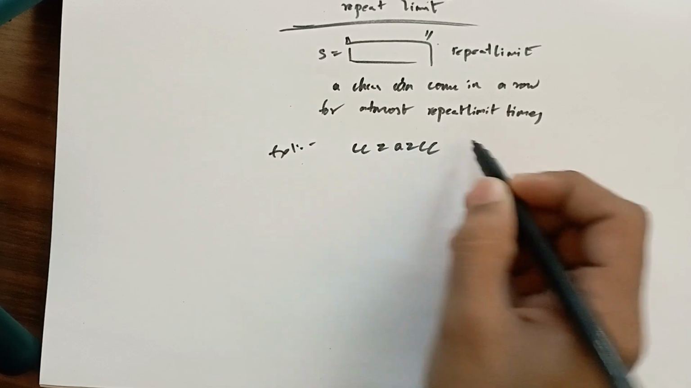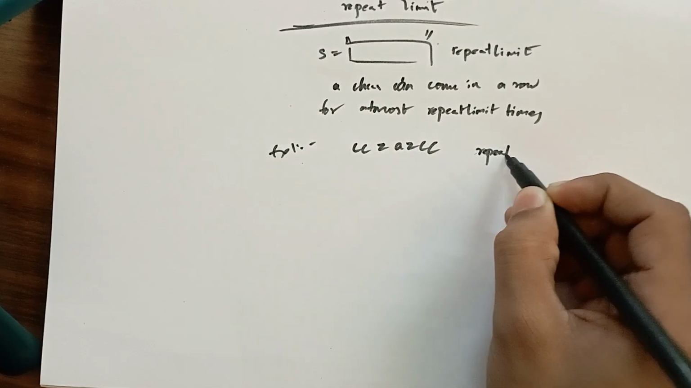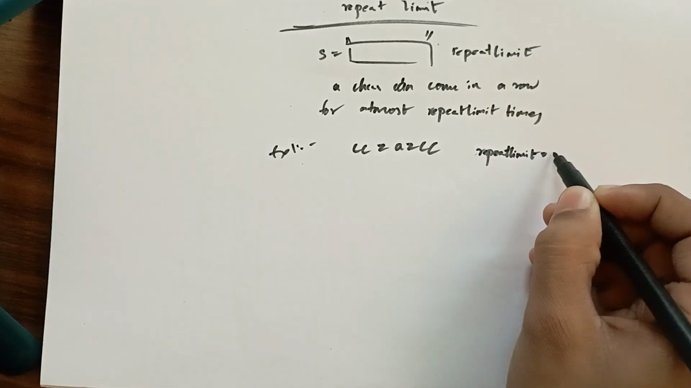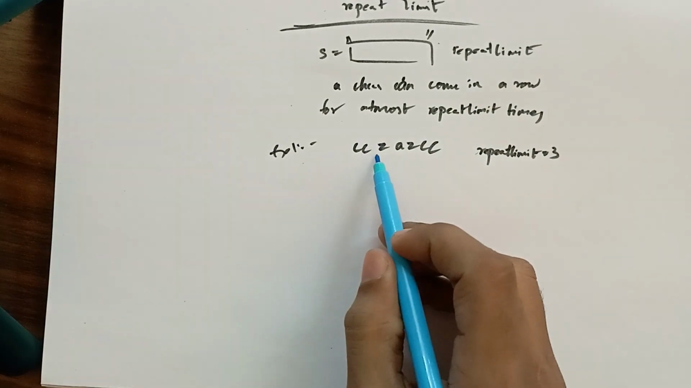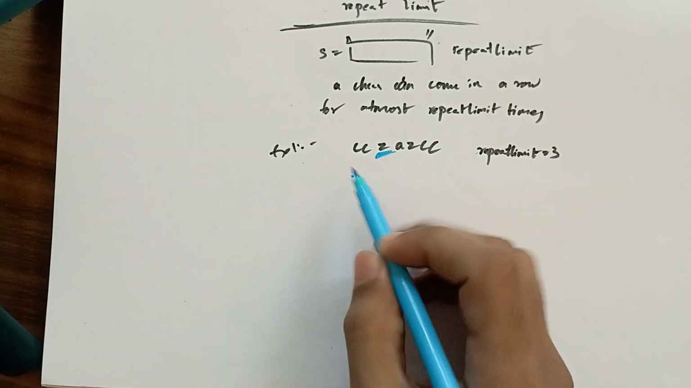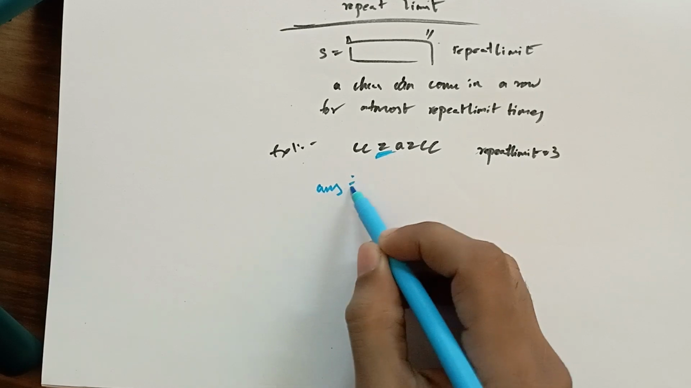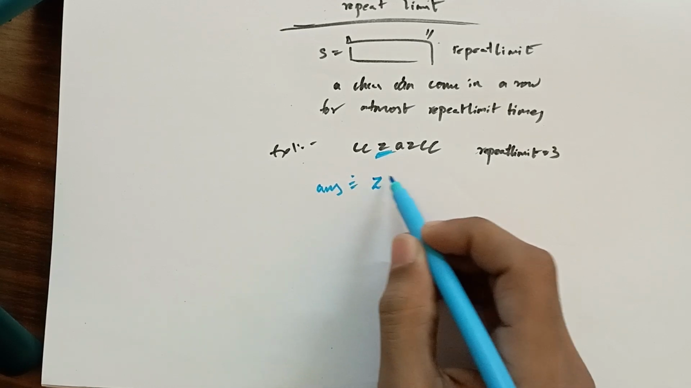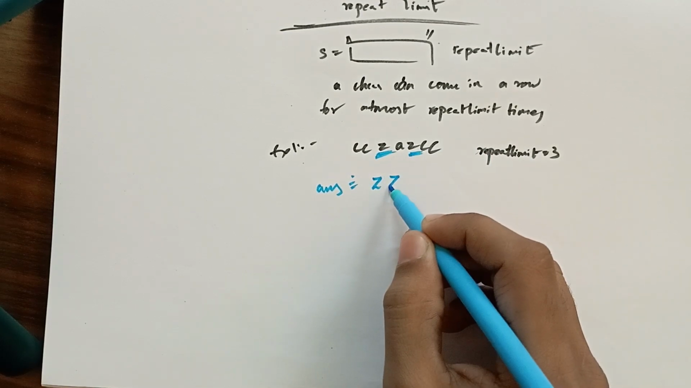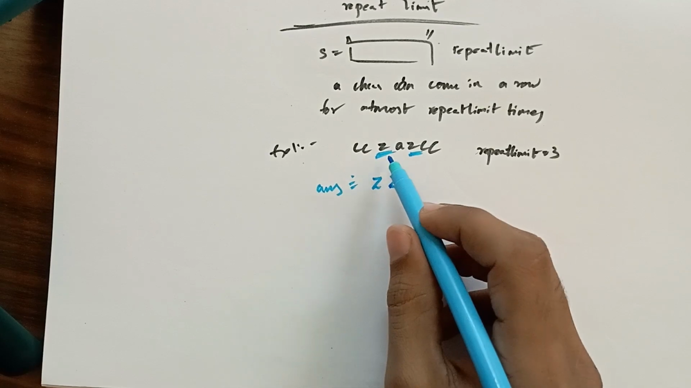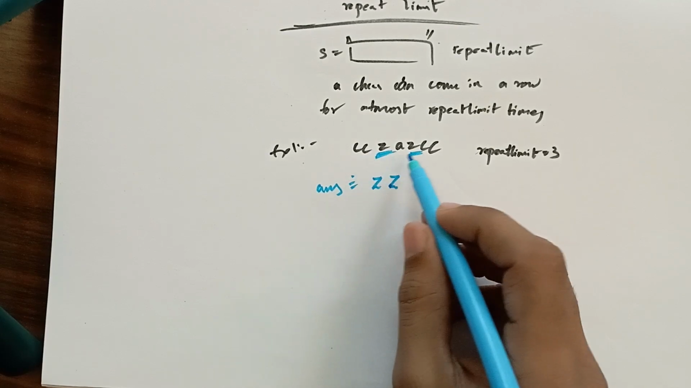CCZAZCC and repeat limit is 3. So here lexicographically, the order will be from last to the first one. So here we are having z. Let us initialize our string answer as empty, and first let us push back z and we have another z. So the limit is 3 and now we are having 2. So let us see whether we are having any z.